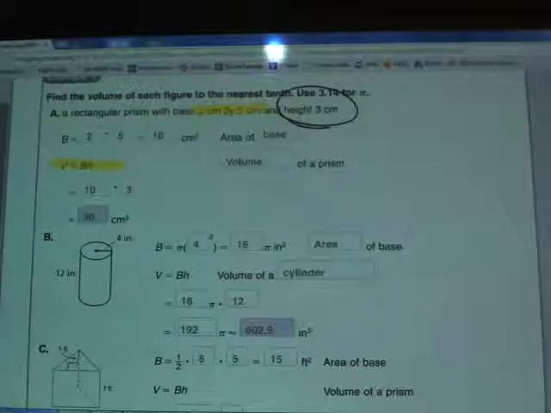So this is 10 times 3 here in the calculations. Didn't really have to do anything to find the height. It was just given to us. 10 times 3 is 30. And that's going to be centimeters cubed for the units.